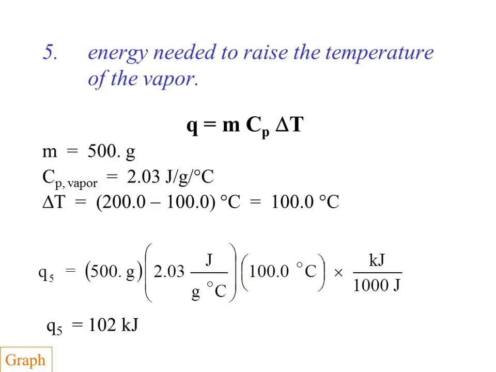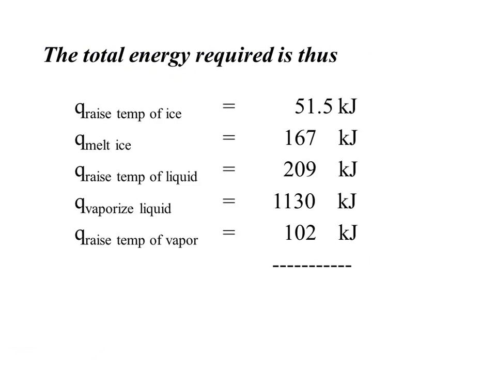But when water is a gas, the specific heat is 2.03 joules per gram degree Celsius. And again, you see delta T's are always final minus initial, so these have all been positive delta T's. The final temperature of 200 from the boiling point temperature of 100. So to be more descriptive, instead of 5, I would probably put heat gas or something. Some vapor. So that's the fifth leg. Then if we add all these together, here they are, Q1 through 5.